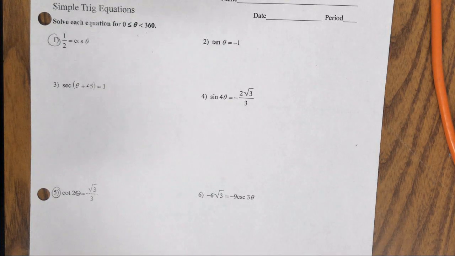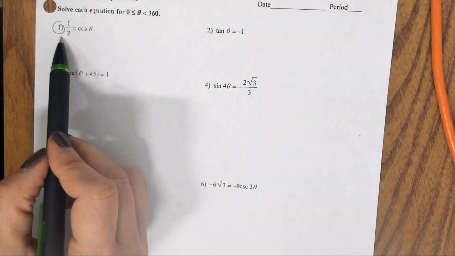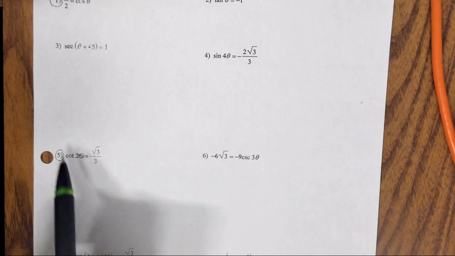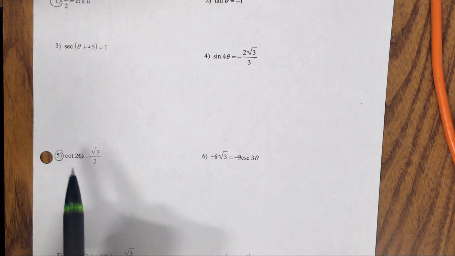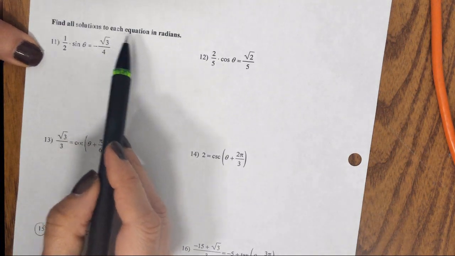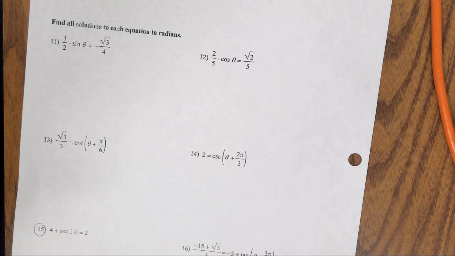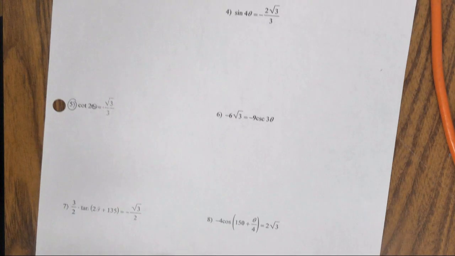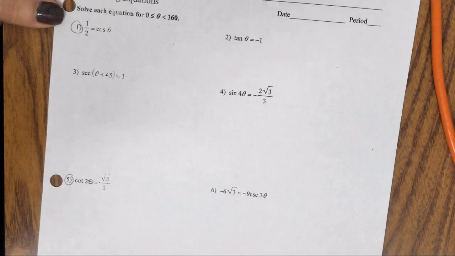Hi, so in this video I just want to go over solving trig equations. So I'm going to solve a very basic one, number 1, and then one where there's a double angle, number 5, and then we'll go over number 15, which is where we need to find all solutions in radians. So feel free to pause, fast forward, or rewind so that you can focus on whichever section you need to.